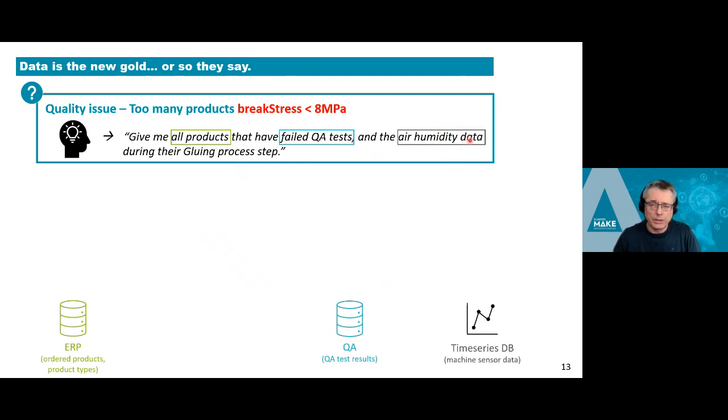I need air humidity data. Yes, I know that I do have some time series here or there that contain information about the room sensors. And if I want to take out of these time series those slices that are about a specific gluing process step, then I probably need to look into my MES system to see when a specific gluing step occurred, and then relate it to the time series. You get a picture.